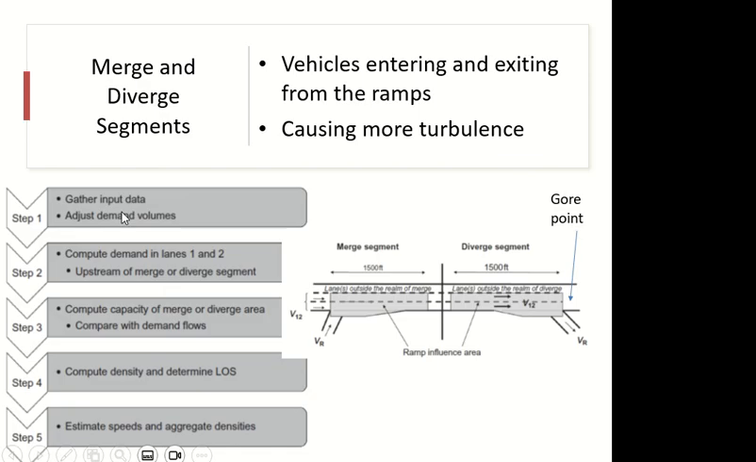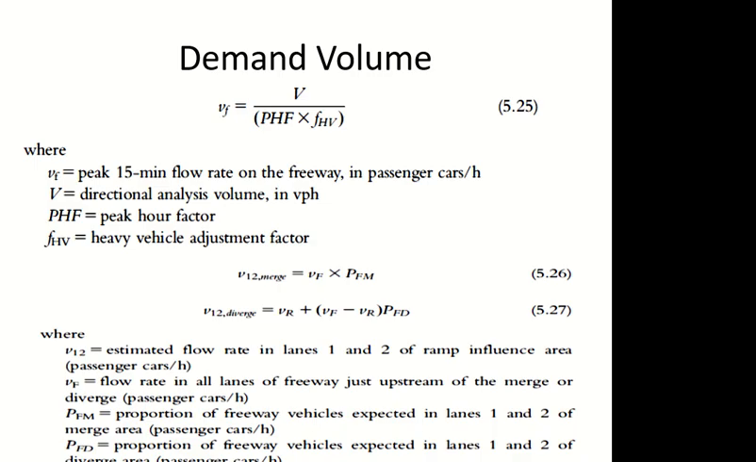First of all, find out the input data, then calculate how much flow you have in the ramp influence area, the first two lanes. Then calculate the capacity of these areas, then calculate the density and find out the level of service, and in the end you can find out the speed and aggregate density for these areas. What do we mean by that? We will come to it. Let us first look at the flow rate, which we were calculating earlier as well for the simple freeway and multi-lane example. Here you have the flow rate as well.